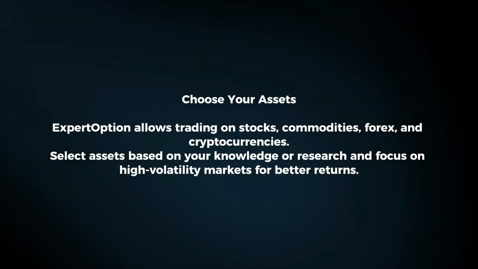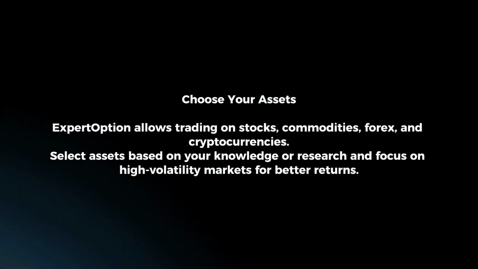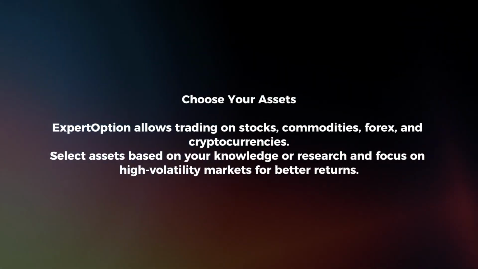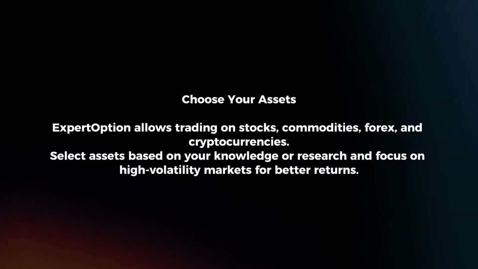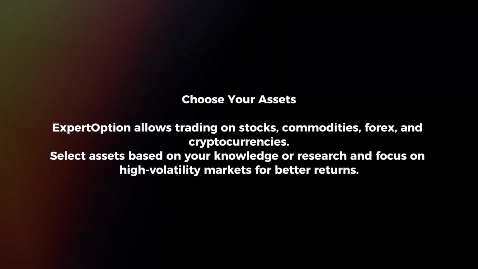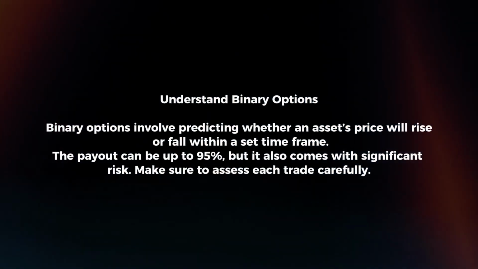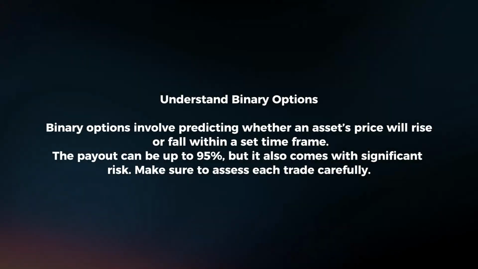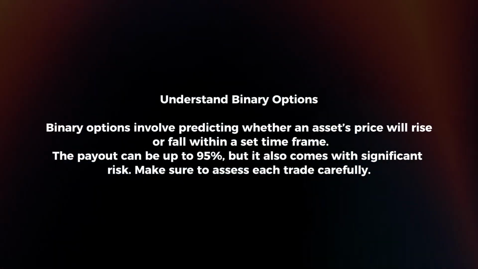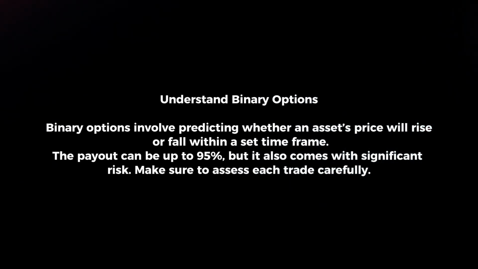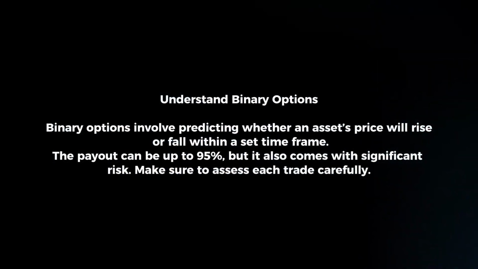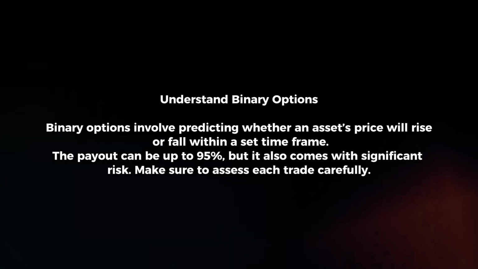Choose your assets. Expert Option allows trading on stocks, commodities, forex, and cryptocurrencies. Select assets based on your knowledge or research and focus on high volatility markets for better returns. Understand binary options. Binary options involve predicting whether an asset's price will rise or fall within a set time frame. The payout can be up to 95%, but it also comes with significant risk. Make sure to assess each trade carefully.